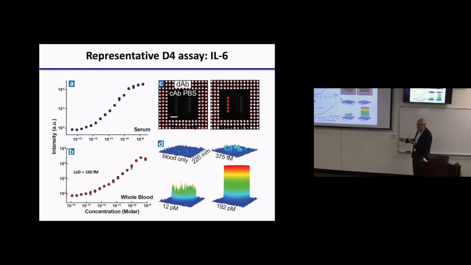This just shows you a 3D reconstruction of a single spot to give you a sense of the signal to noise. Here's when you expose to blood on the brush. You can just see little noisy spikes. This is just electronic noise. At 375 femtomolar, you can start to see the signal emerge. At 12 picomolar, 190 picomolar, you actually saturated the assay in the picomolar regime.